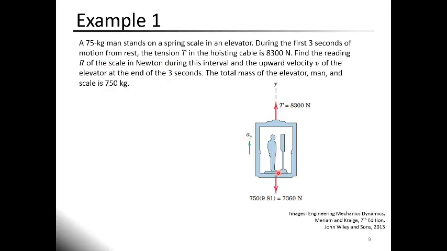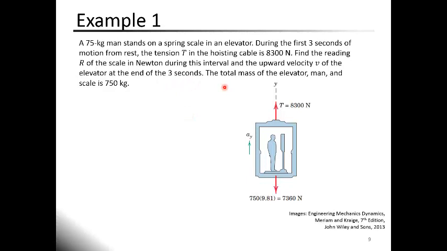So we need to find here the reading of this scale, which is going to be the reaction force between the feet of this person and the scale, which we call capital R. So find the reading R of the scale in newtons during this interval, during the 3 seconds. And upward velocity v, so we would also need to calculate the upward velocity v of the elevator at the end of 3 seconds.